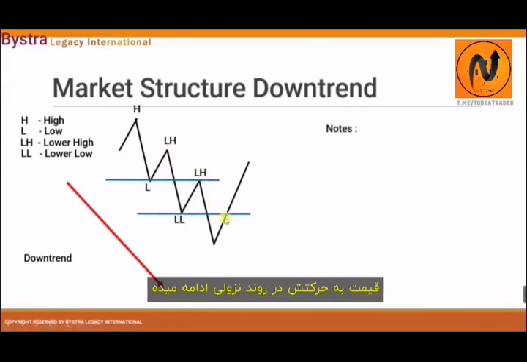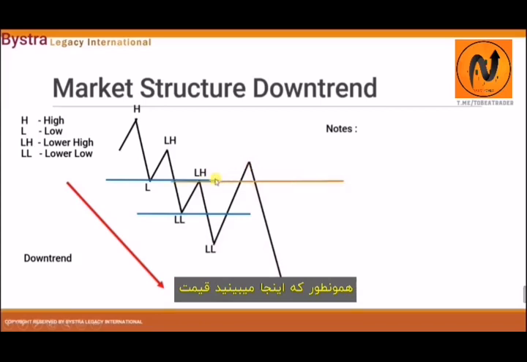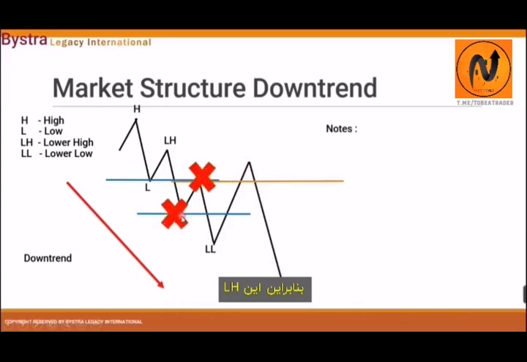So price continues to go in a downtrend, and we mark the structures lower high, lower low, and price continues in a downtrend. Well, as you can see here, price has broken the previous lower high, and therefore this lower high and this lower low are not a valid structure anymore. This will be your new low, lower high, your new lower low, and this will be your new lower high.